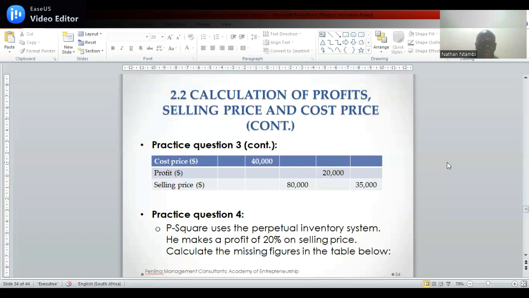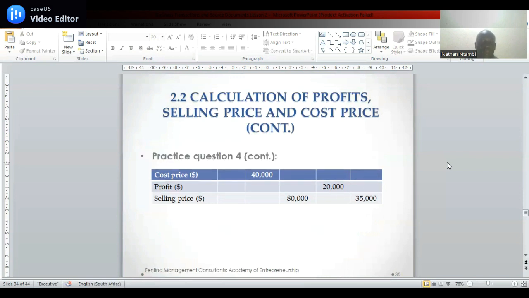Practice question number 4. P-Square uses the perpetual inventory system. It makes a profit of 20% on selling price. Calculate the missing figures in the table below. And there is a table, more or less the same as the previous question. We just need to slot in the percentages and the amounts.